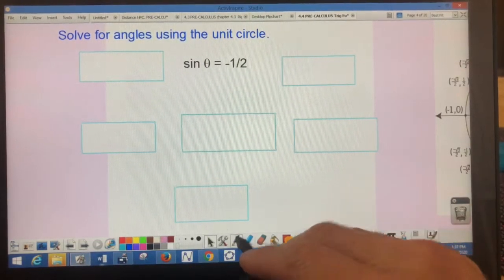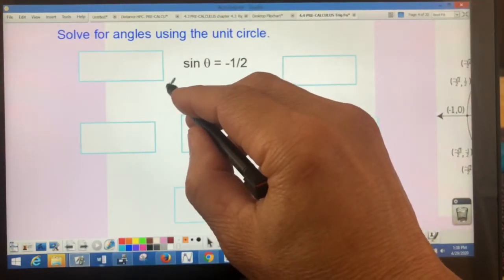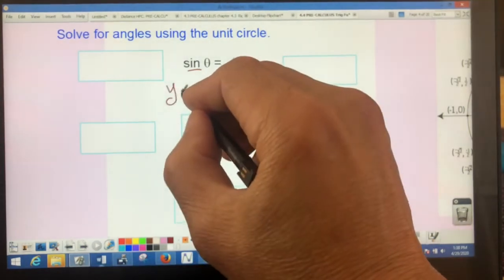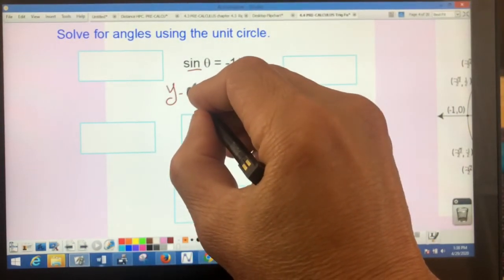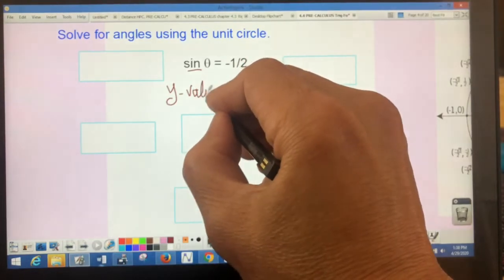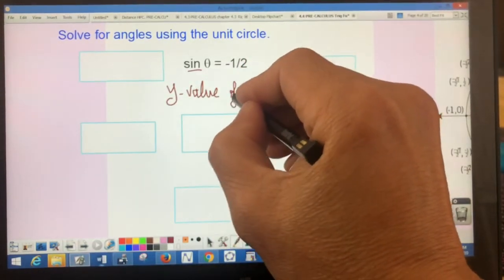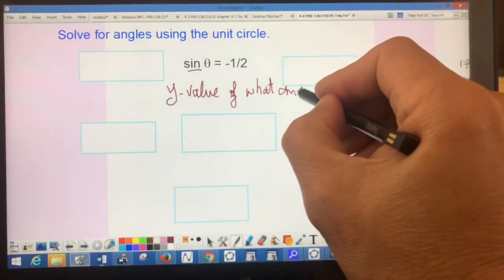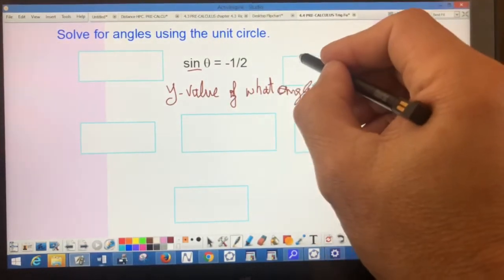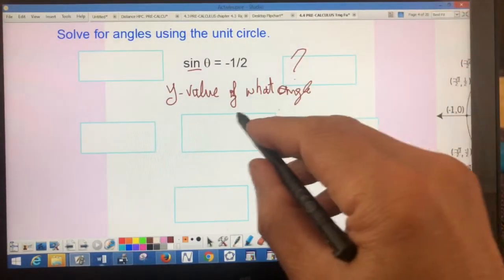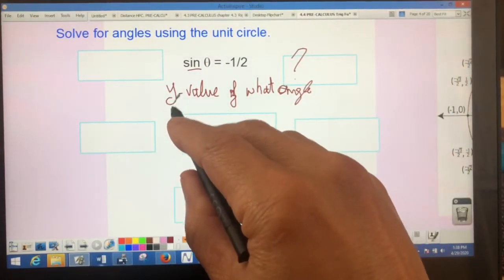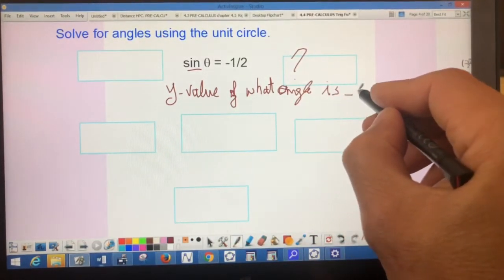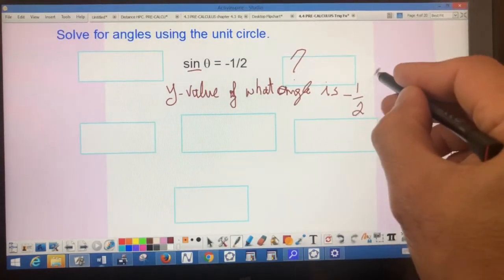So let me write that for you. So sine is the y. Okay. So you have to say y value of what angle? So you're looking for the angle. I'm going to put question mark here. So the y value of what angle is already set to be -1/2. All right.